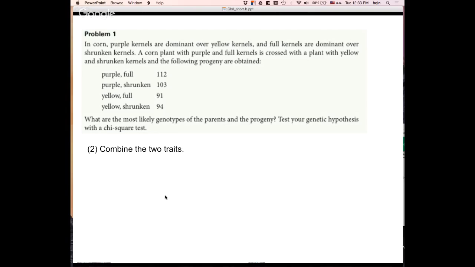Okay, so the cross, and then we need to actually write the Punnett square. I guess you can work on your paper, or I can, at the same time. Who wants to volunteer, come to the board, write the Punnett square?